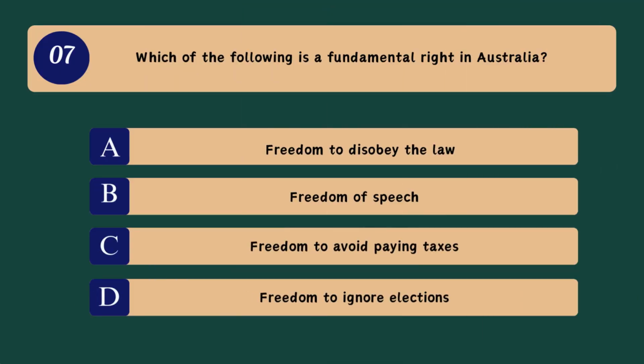Question 7. Which of the following is a fundamental right in Australia? A. Freedom to disobey the law. B. Freedom of speech. C. Freedom to avoid paying taxes. D. Freedom to ignore elections.